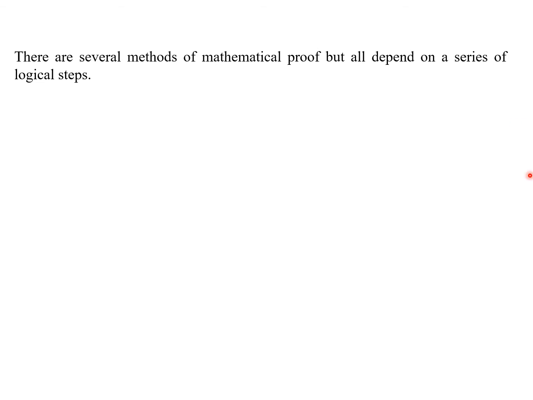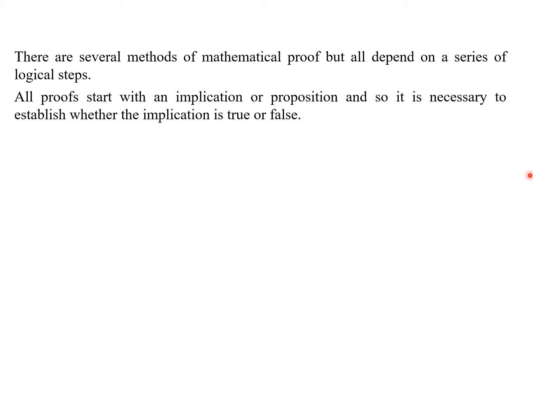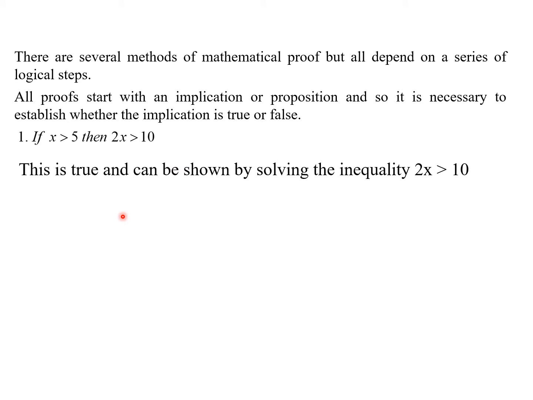There are several ways to do a mathematical proof, and it must be supported with logical steps and clear explanation. Every single proof must have an implication which represents a true or false outcome. For example, if x is larger than 5, then 2x is larger than 10. Obviously this statement is true because if x is, for example, 6, then 2x will be 12, and obviously 12 is larger than 10.